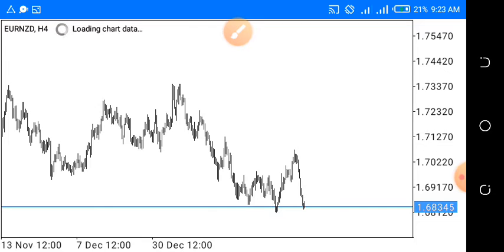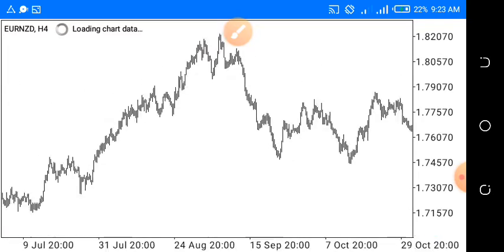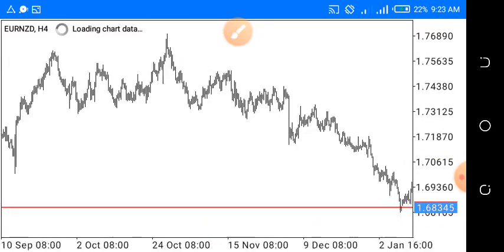In this lesson, I'm going to show you how to draw support, resistance, and trend lines. Okay, I'm gonna show you that. Let's go right into it. This is the EUR/NZD H4. And looking at this chart, before you can spot supports and resistances, you need to use your eyes, your sharp eyes. You need to be smart.